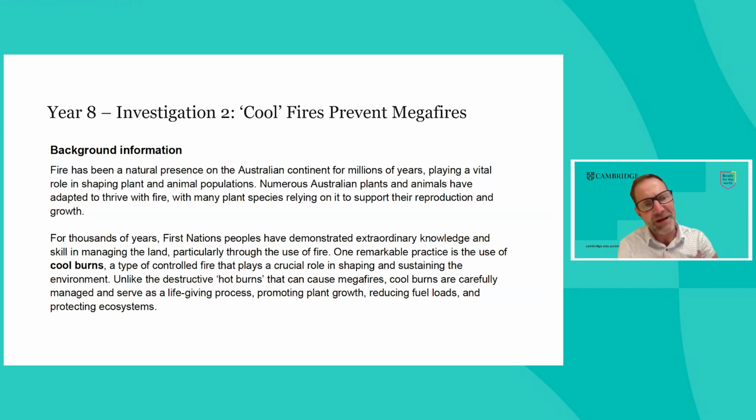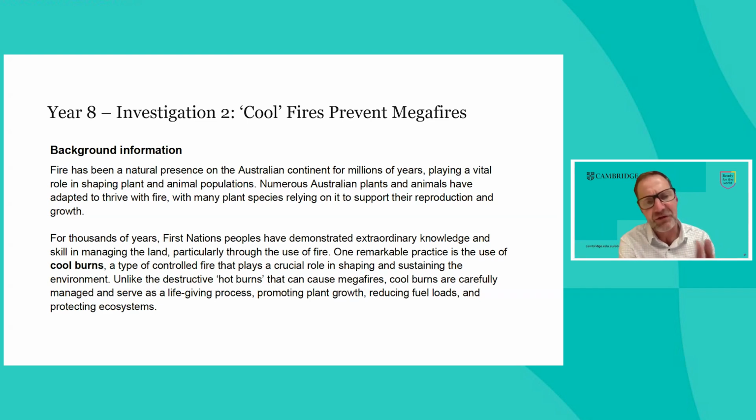So I did put this background information. It's only 4 paragraphs. There's 2 here and 2 on the next slide. And if you don't mind, I'll read them with you. Fire has been a natural presence on the Australian continent for millions of years, playing a vital role in shaping plant and animal populations. Numerous plants and animals have adapted to thrive with fire, many plant species relying on it to support their reproduction and growth. You may, of course, choose to put a PowerPoint or show a little YouTube clip of some element of that, that would relate to your knowledge of that experience.